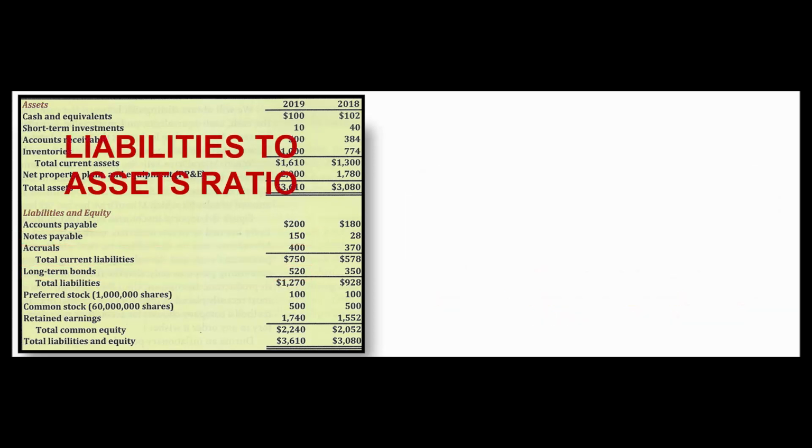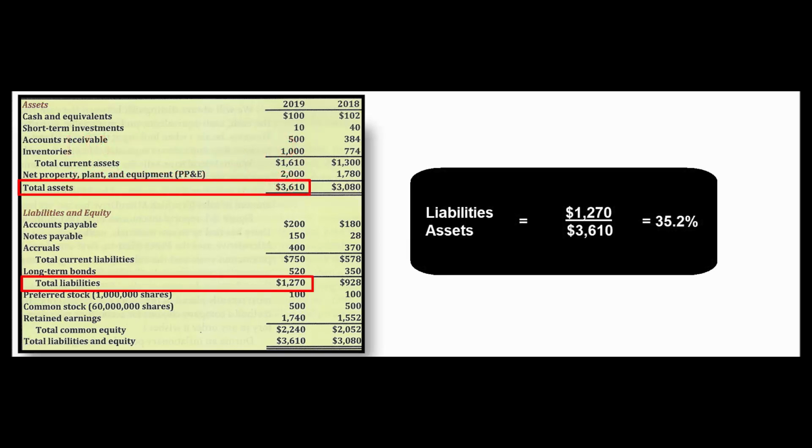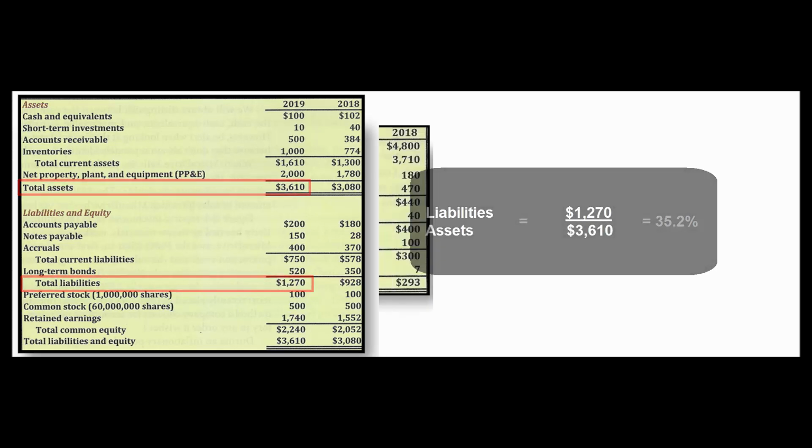Another debt management ratio might be the liabilities to assets ratio. Take total liabilities over total assets. In this case, that would be 1270 over 3610 to give us 35.2.